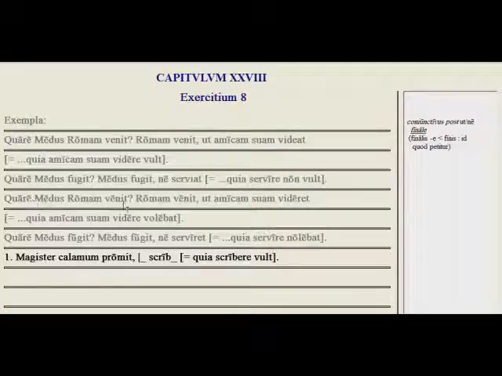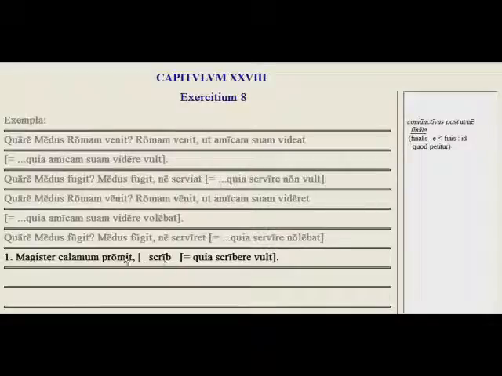Why did Medus come to Rome? He came to Rome, and notice that we have venit instead of venit with a long vowel. Venit comes, venit came. He came to Rome so that he could see his girlfriend. Now we have the imperfect subjunctive after that. So read through the rest of that. Let's try our first example. Magister calamum promit. The teacher takes out his pen in order to write.